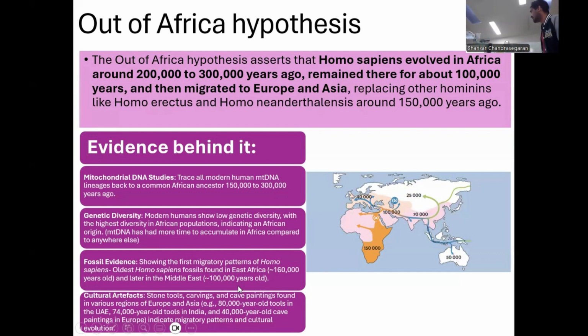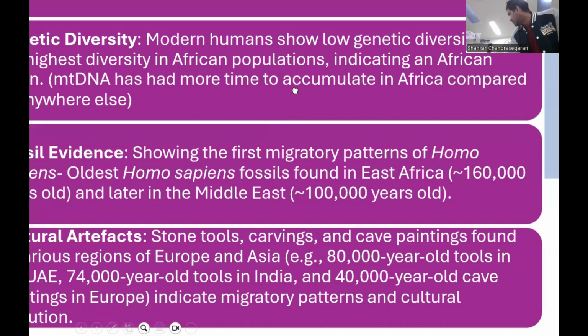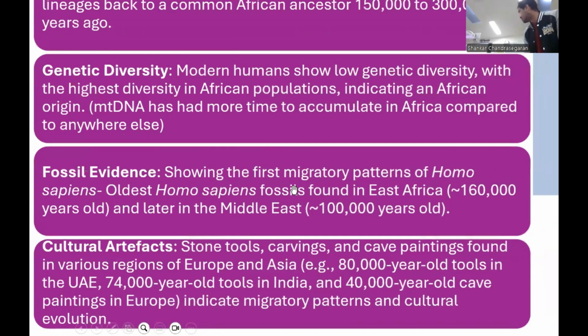Lastly, the third one is that we found cultural artifacts, right? Stone tools, carvings, cave paintings in various regions in Europe and Asia, and they were dated to about 80,000 years old, and also in the UAE it's about 74,000-year-old tools, and in India it's about 40,000. Going backwards.